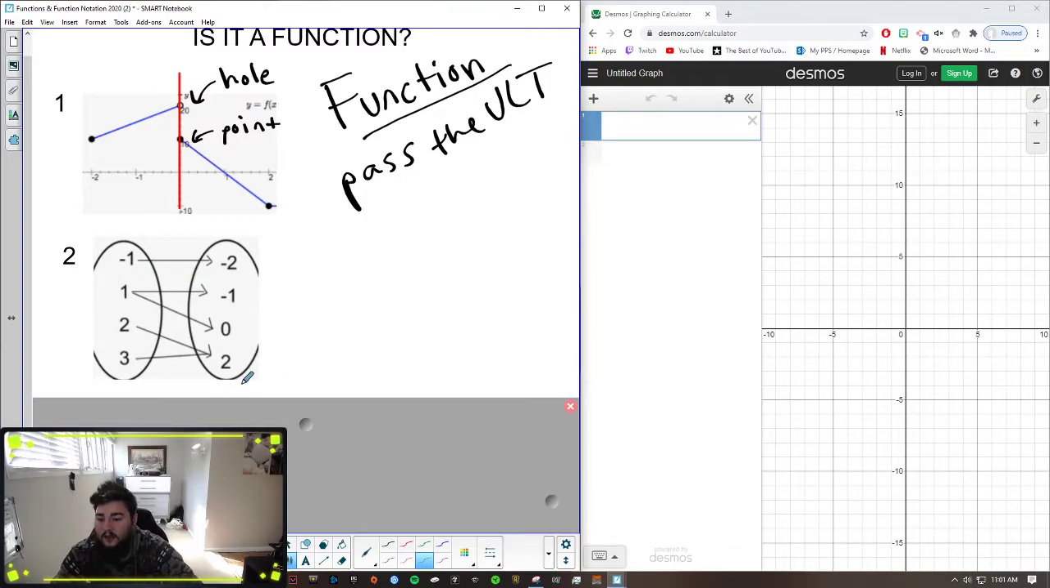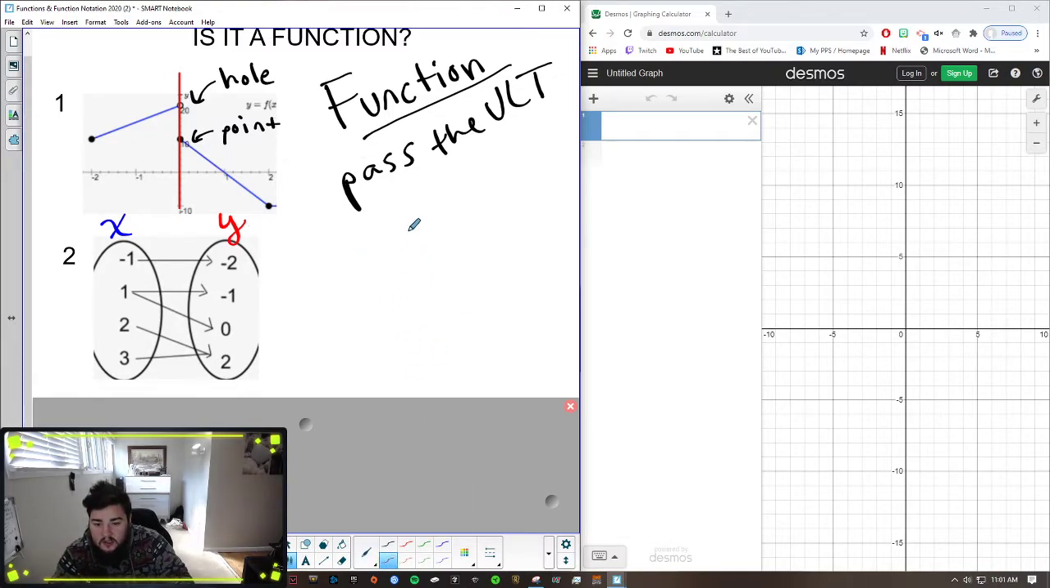If we look at number 2, we have these 2 ovals with a bunch of numbers and arrows. This is called a mapping. And in a mapping, the left side are all my x values, and the right side is all of my y values. Now, in order to determine if a mapping is a function, we first need to turn it into a table so that we can put it in Desmos.